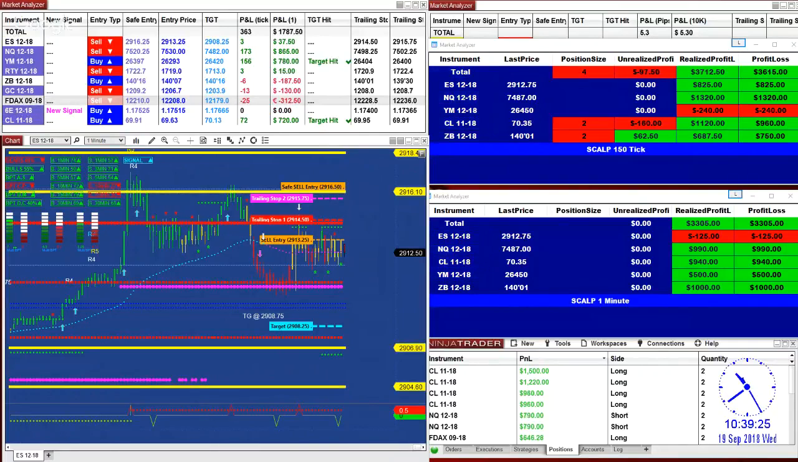We have a new signal on the 6E. You see it? We have a new signal on the 6E. Entry price 175.15, target is 176.60. So you just saw the new signal on the 6E. I don't have it, sir.